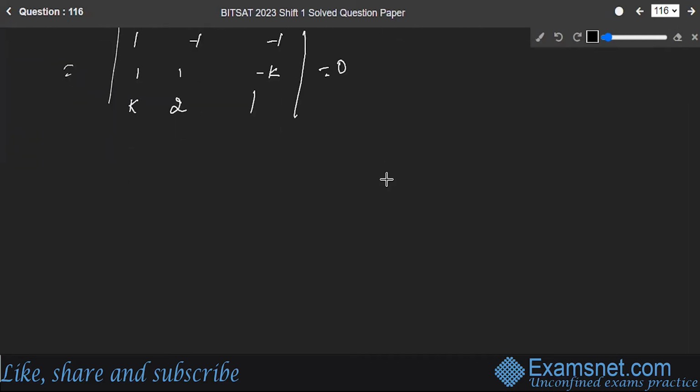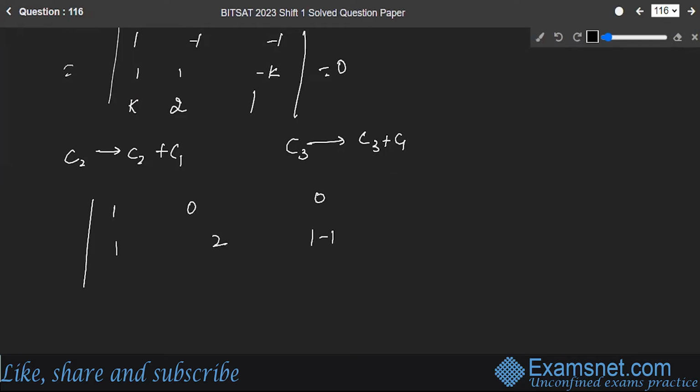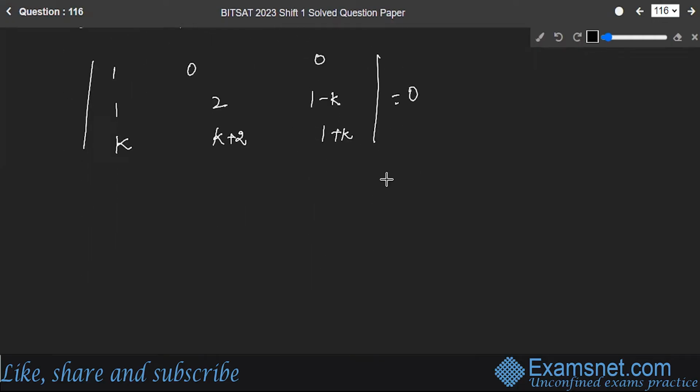Let's apply some transformations. I'll do C2 to C2 plus C1 and C3 to C3 plus C1. So here you have 1, 0, 0. Here will be 1, 2, 1 minus k. And here will be k, k plus 2 and 1 plus k. This should be equal to 0. So let's open up. You will have 1 into (2 plus k) minus (k plus 2) into (1 minus k). This should be equal to 0.